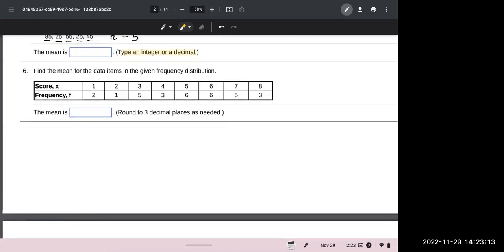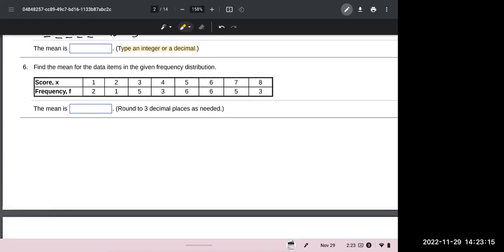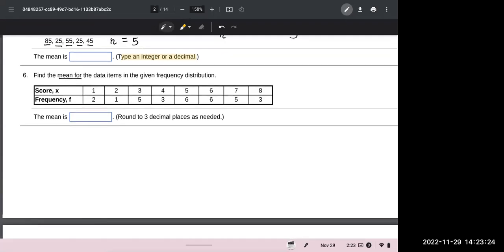Question number 6, you have to find the mean for a frequency distribution table. Let me give you the formula to calculate the mean. x̄, that means mean, is equal to sigma x times f divided by n. Let me just refresh your memory here.